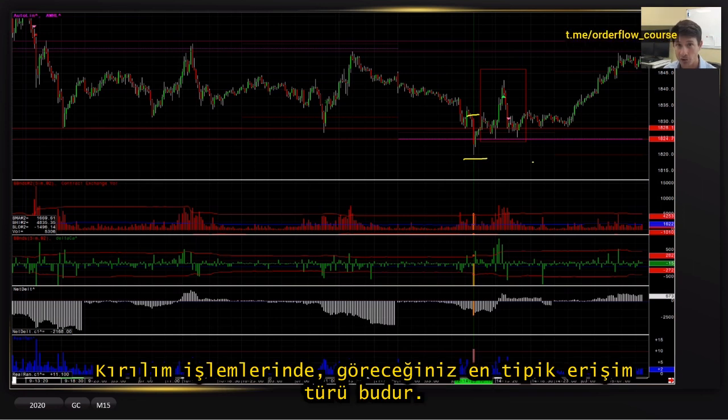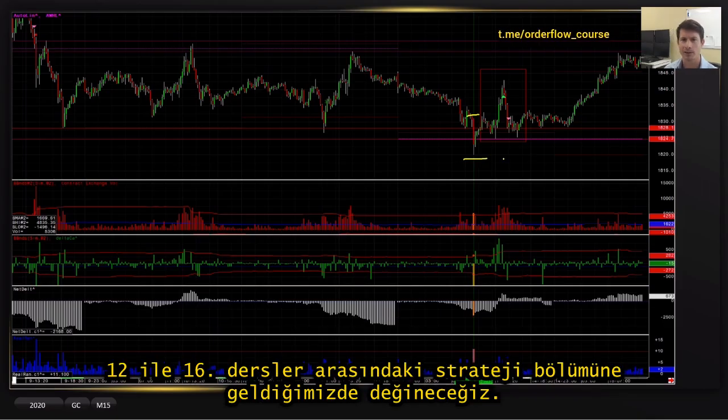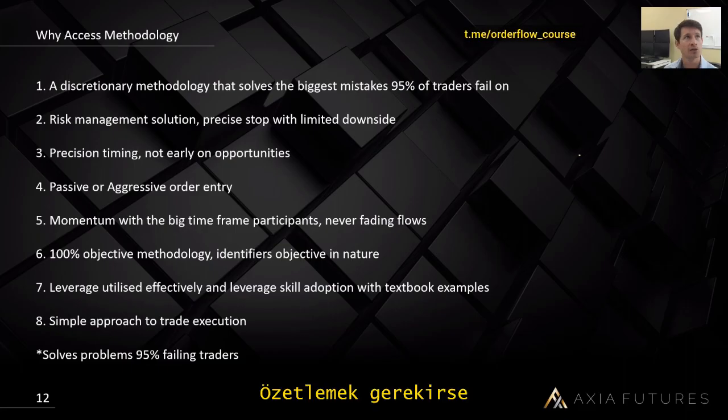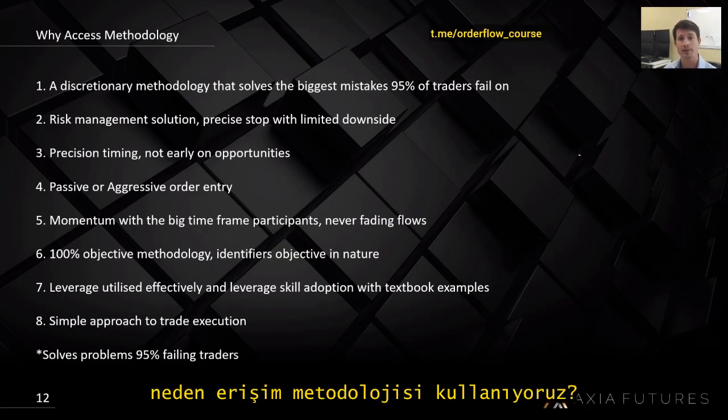Now with breakout trades, this is the most typical type of access you will see. But again, we'll get to that when we get to the strategy section in lessons 12 to 16. So to summarize, and this is important, this is probably the most important part of this part 1.